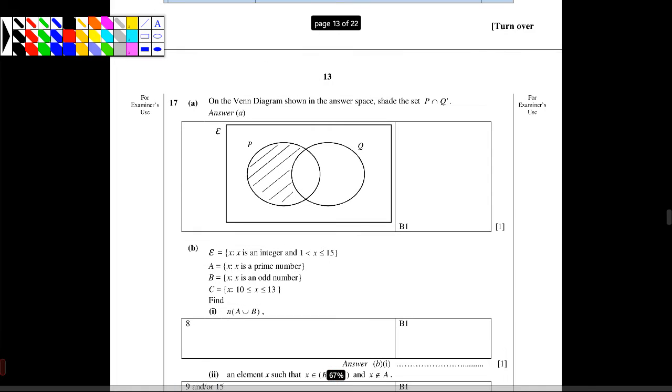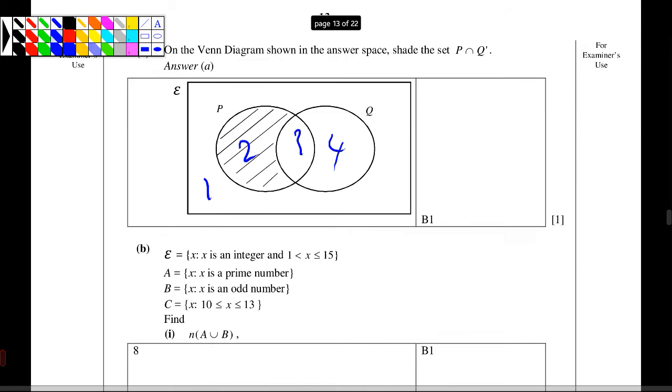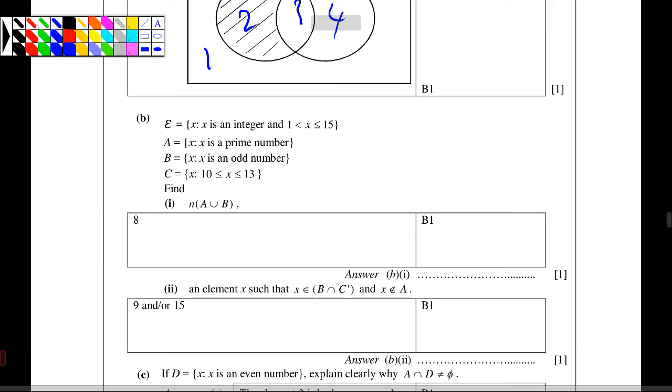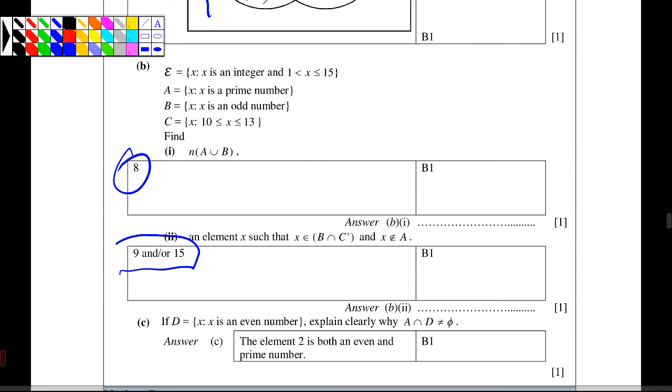Okay, sets. Hey, this one, I'm curious. How many get this? Very good. Okay, some didn't. Don't know why. Remember the label, the unit. So this is 1, 2, 3, 4. Okay, I don't go through. Answer is 8. Answer is 9 or 15.